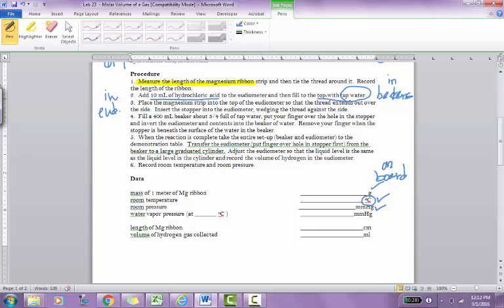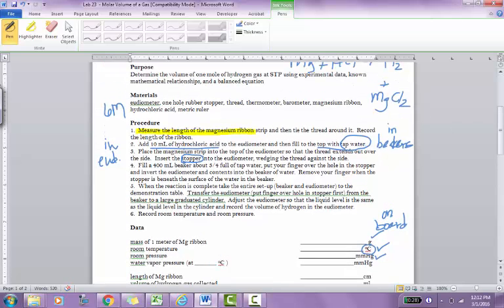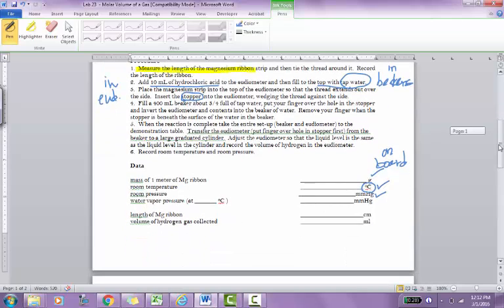Once you fill your eudiometer with the tap water completely, place the magnesium strip in, and insert the stopper. The stopper that I'm talking about here has a single hole in it, so that as you collect the gas, the water and the hydrochloric acid will be pushed out into the collecting beaker of water, a smaller 400 milliliter beaker. I think that's the size we'll put out for you, and you will have that available to you at your lab station.